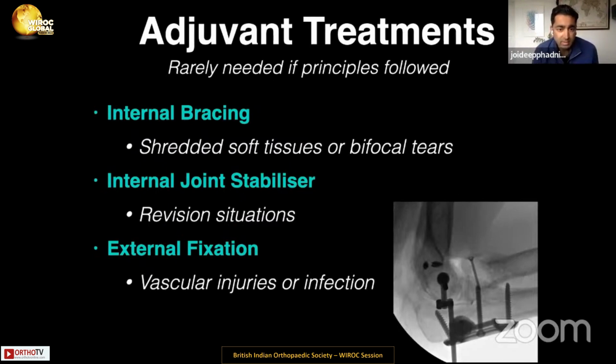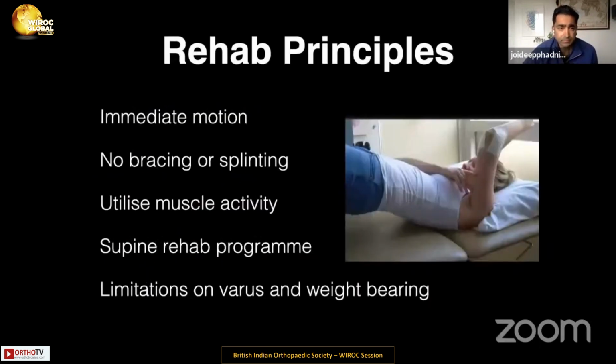The internal joint stabilizer for me is a very clever product, and I do use this for potentially revision situations, or situations where there's gross instability. And external fixation really is an extremely rare construct to be needed if we follow the principles. I reserve this for infection with instability or vascular injuries.